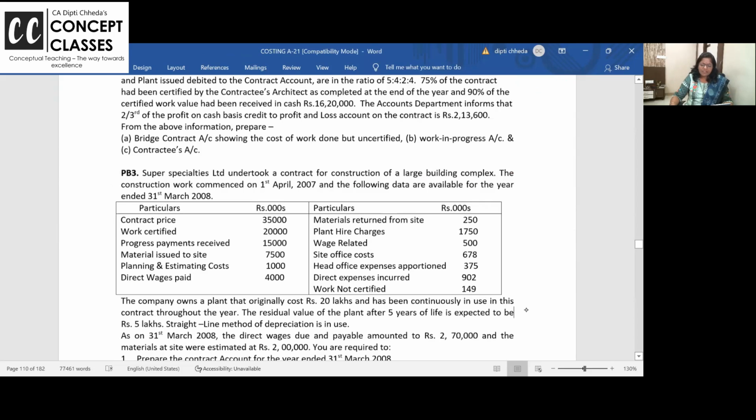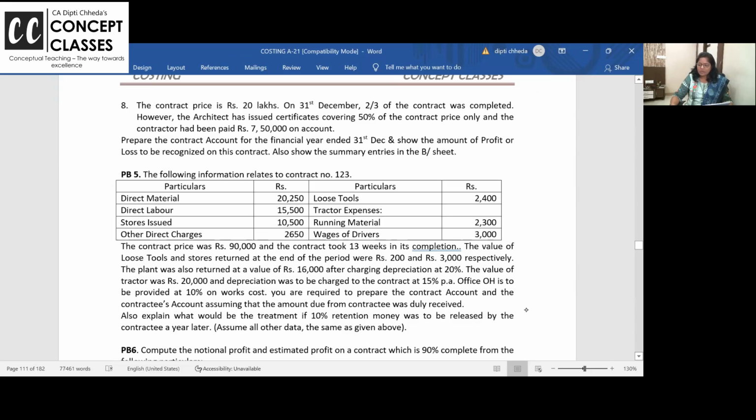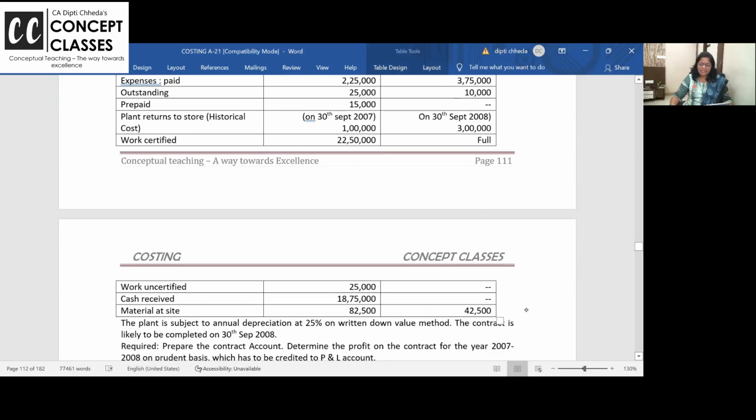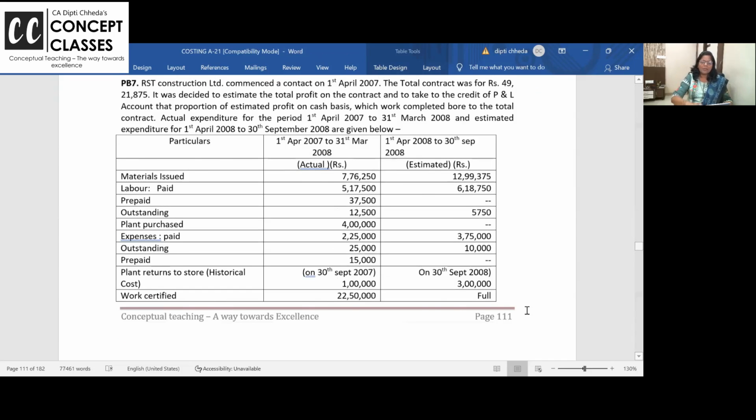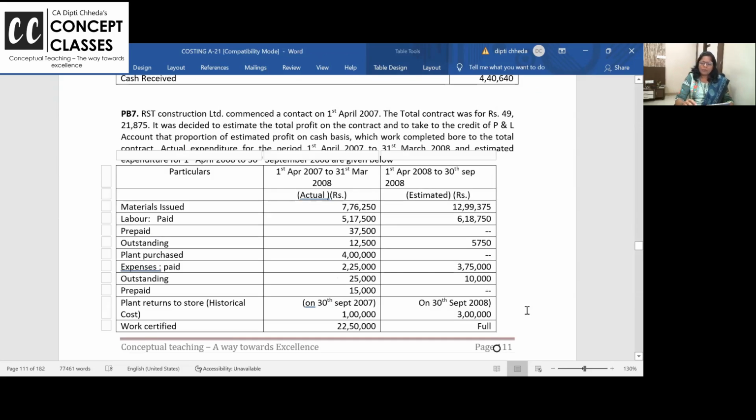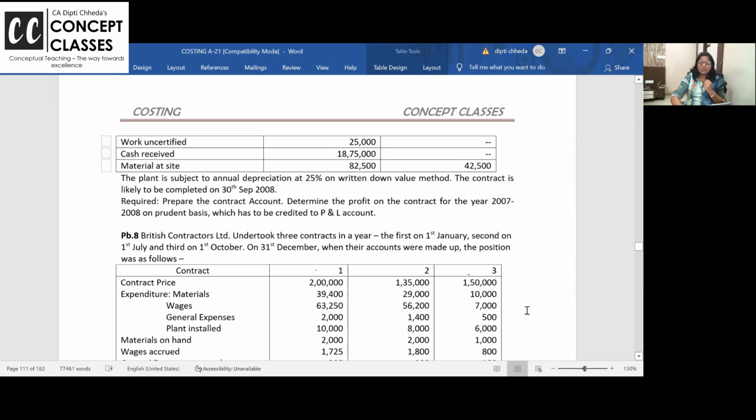So with this, I think I've finished the revision of contract costing. Of course, I'll take up all the problems also to discuss once. These problems are very popular and asked in the exam, where you have to prepare the contract account for April 2007 to 2008, the full year. But then they also give the details of the next 6 months, so that in rough, you can make it for April 2007 to 30th September 2008, 1.5 years. You get the estimated profit, and estimated profit into work certified by contract price and all you can apply and complete.